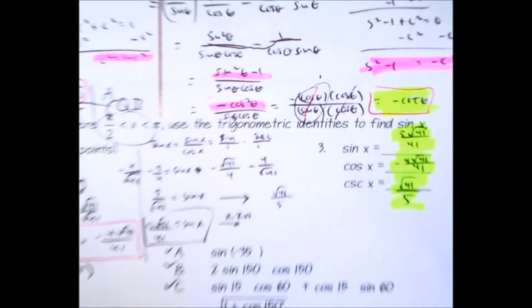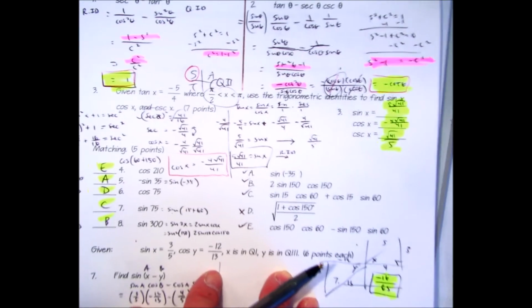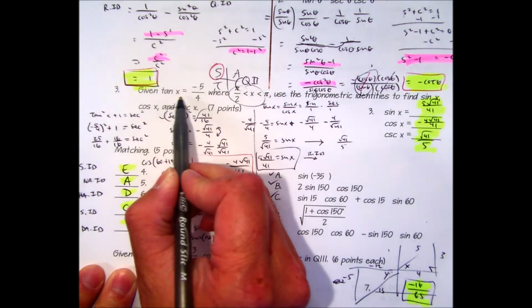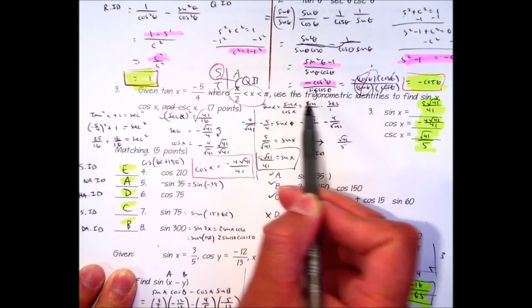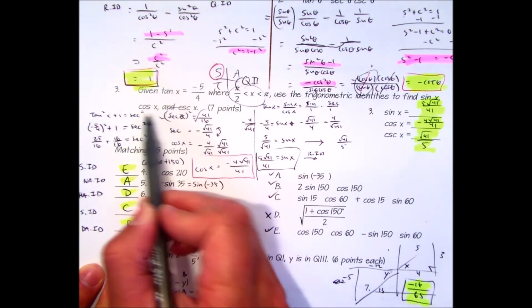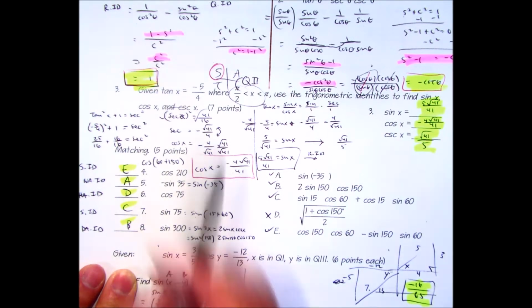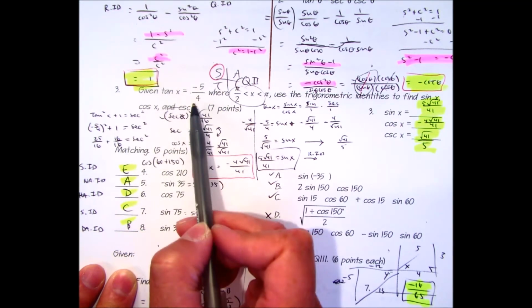Question number 3. You guys have some difficulties using all the puzzle pieces in a question like this one. Given tangent of x is negative 5/4, where x is between pi over 2 and pi, use the trig identities to find sine, cosine, and cosecant. Well, the first thing they give me is tangent, and I need to find sine, cosine, and cosecant.